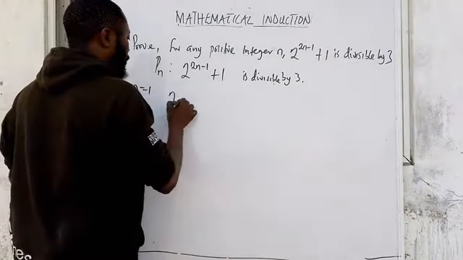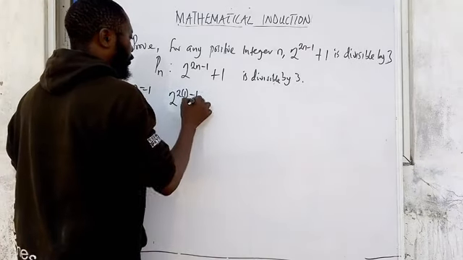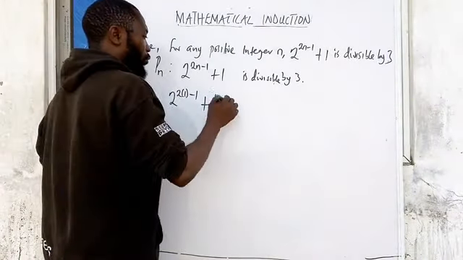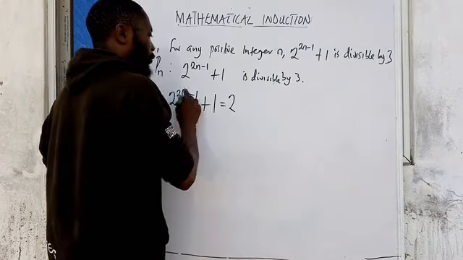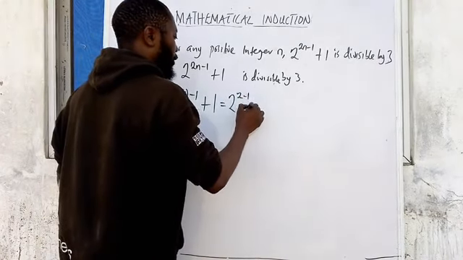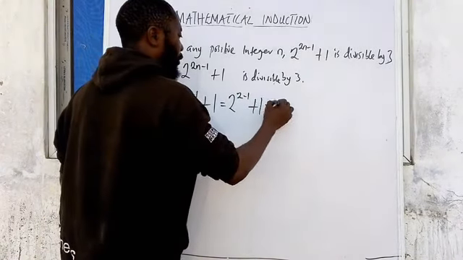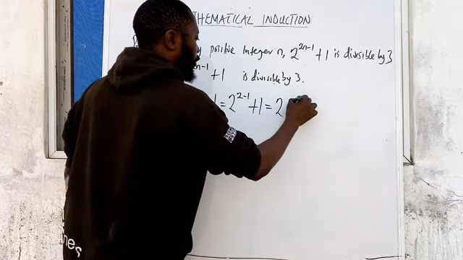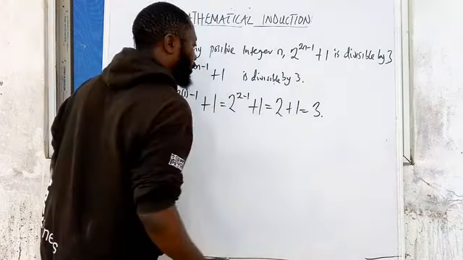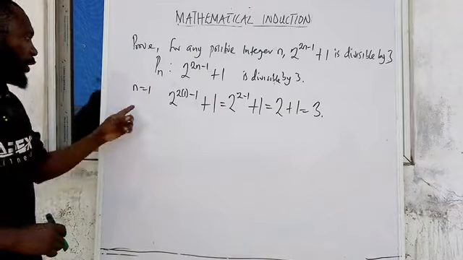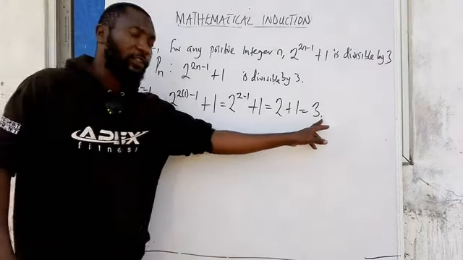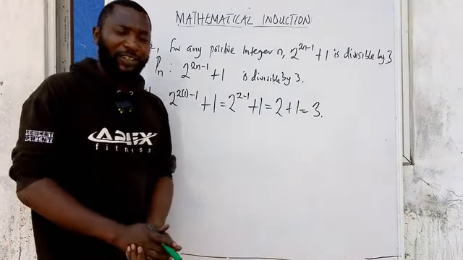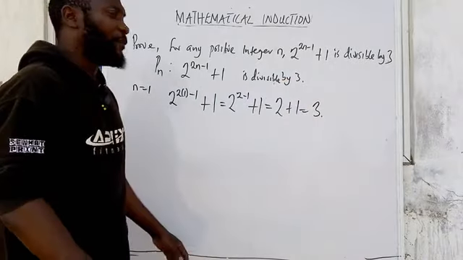So we have 2 raised to the power of 2 times 1 minus 1, plus 1. 2 times 1 is 2, so now we have 2 raised to the power of 2 minus 1, plus 1. 2 minus 1 is 1, so that is just 2 raised to the power of 1, which is 2, plus 1. 2 plus 1 is 3. So when n equals 1, we got 3. Is 3 divisible by 3? No doubt, 3 is divisible by 3.